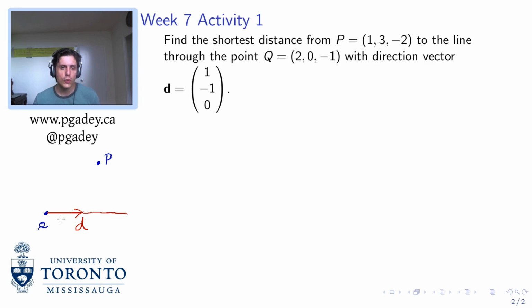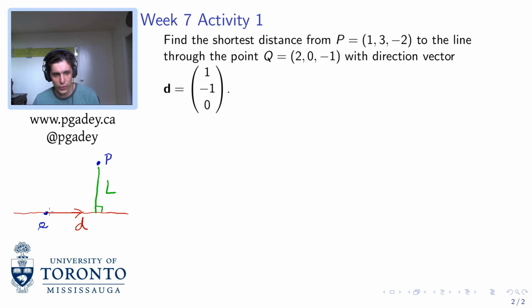We notice that the shortest distance is when the line from P is perpendicular to the line through Q. So the length that we want to calculate is this length here. And we want to find a way to calculate that length using linear algebra. So we can introduce a new vector from Q to P.